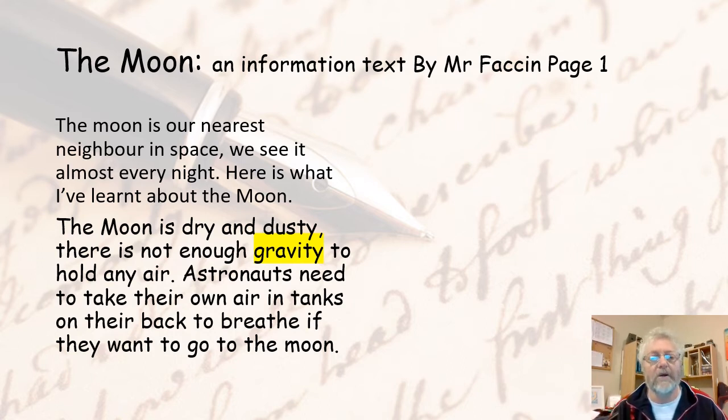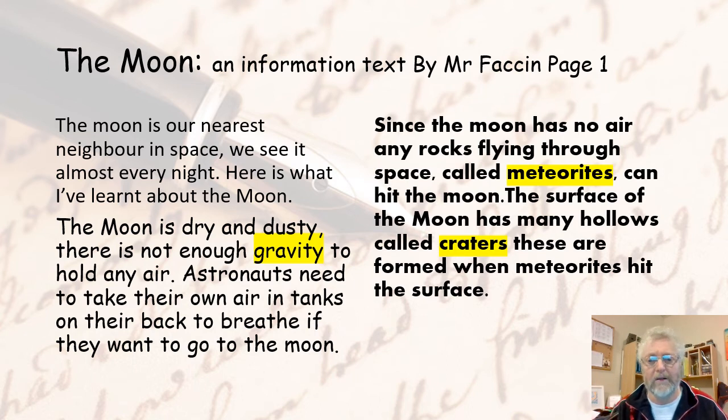The moon is dry and dusty. There is not enough gravity to hold any air. Astronauts need to take their own air tanks on their backs to breathe if they want to go to the moon. And you can see that I've added my extra information as well here. I've explained my idea carefully. Let's look at my third paragraph.